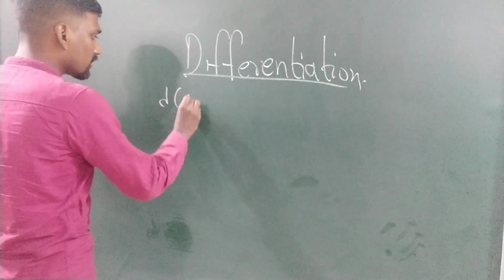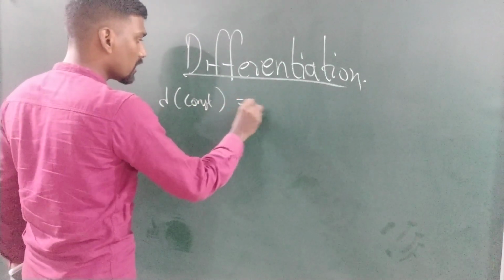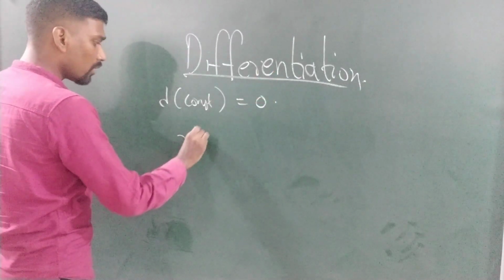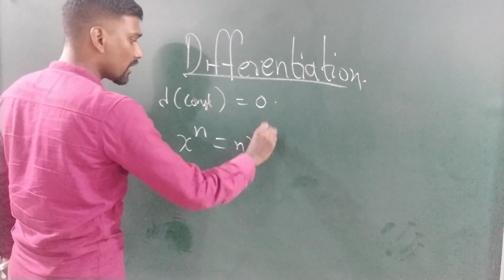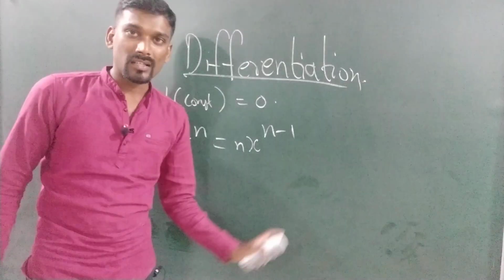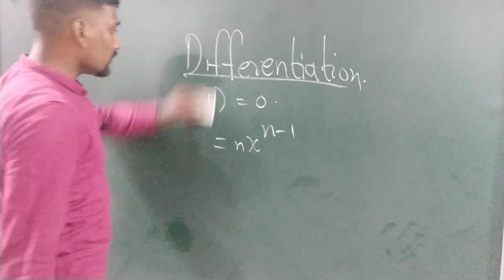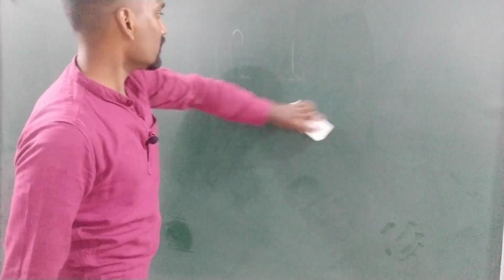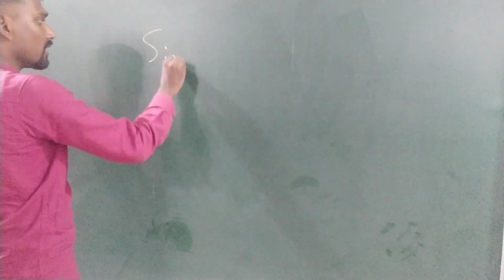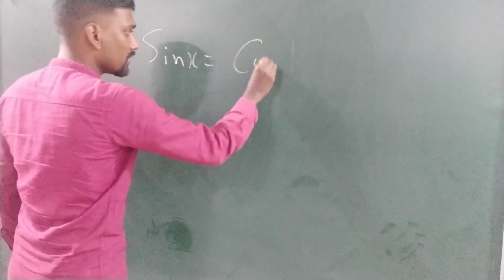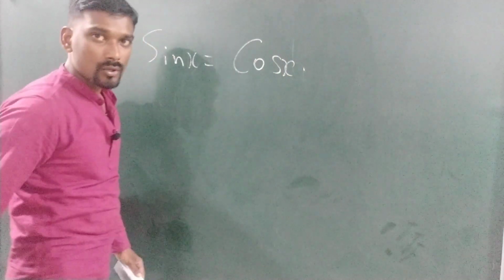Suppose I write: the differentiation of a constant is equal to 0, and the differentiation of x to the power of n is equal to n into x to the power of n minus 1. This is the basic formula. Then you have other formulas. If I ask you, what is the differentiation of sin x? The differentiation of sin x is cos x.